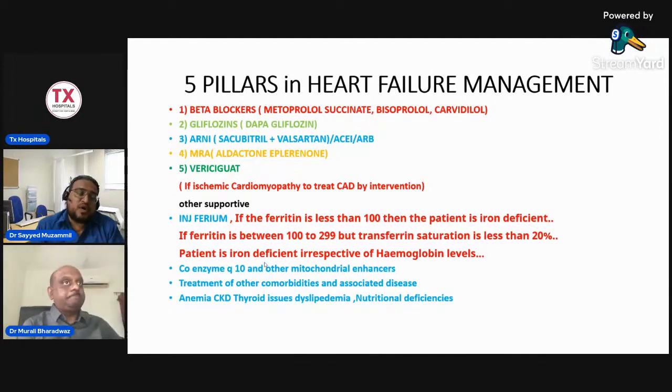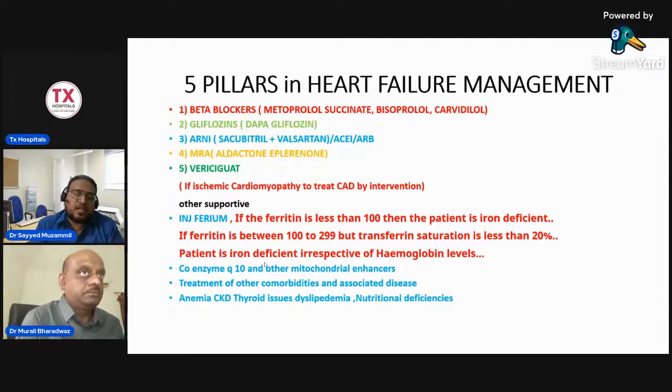That is important. The other thing is that treating iron deficiency is important. Iron deficiency is a new concept in the treatment of heart failure. Normal hemoglobin is not a guarantee that the patient does not have iron deficiency. The body tries to maintain hemoglobin at all cost. So whatever iron is present in the body, it uses to maintain the hemoglobin.